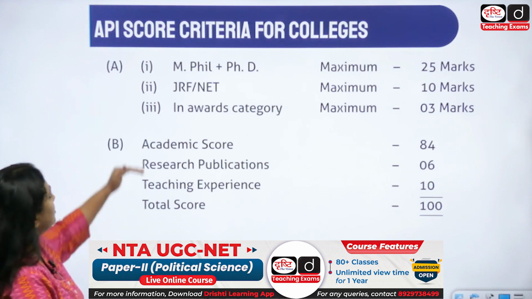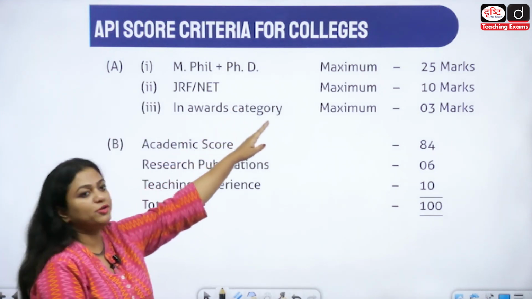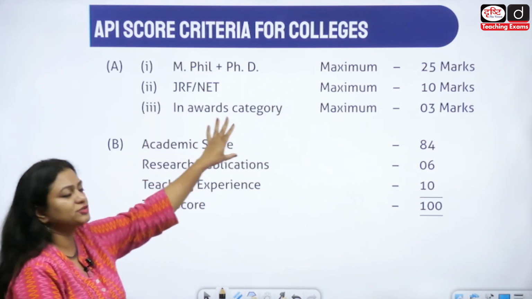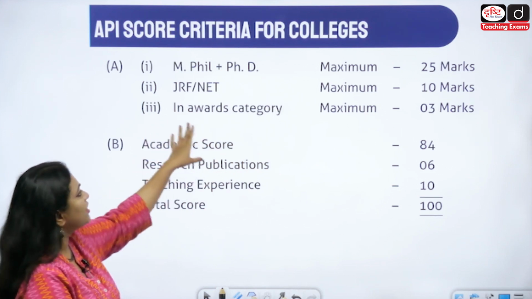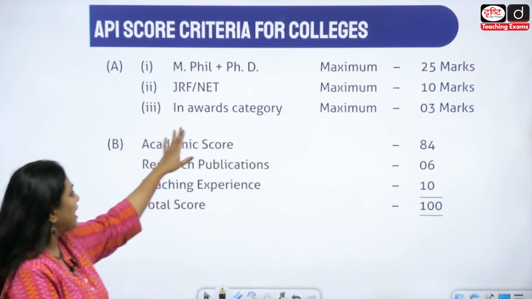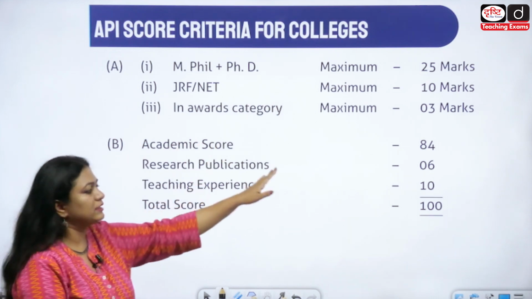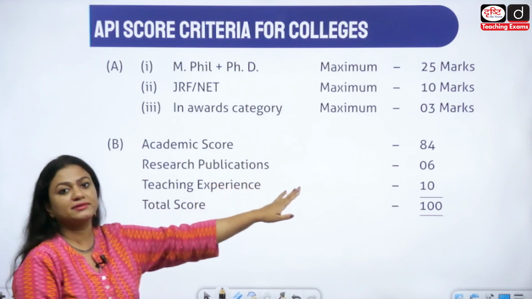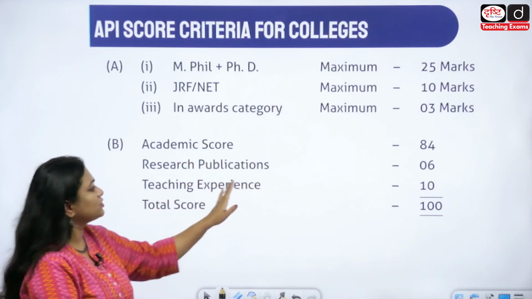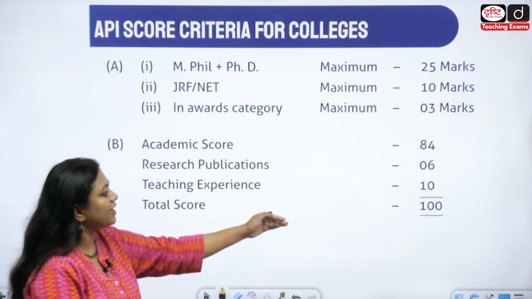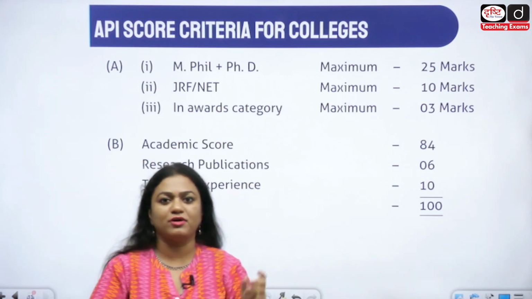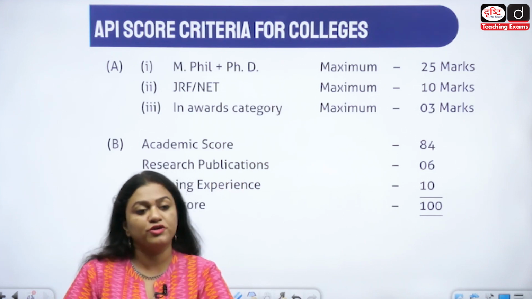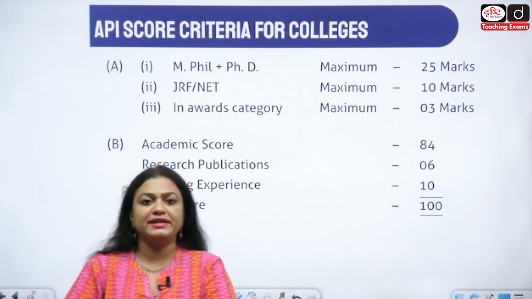Now let's see the breakup here. M.Phil plus PhD, maximum you can earn is 25 marks. If you have JRF with NET, the maximum marks is 10 marks. In the awards category, 3 marks. And in the academic score, maximum you can earn up to 84 points. Research publications altogether, 6 marks. Teaching experience altogether, 10 marks. And when we add up, 100. So out of 100, you have to score a good number of points. Then only you will be called in for the interview or shortlisted after the screening process.